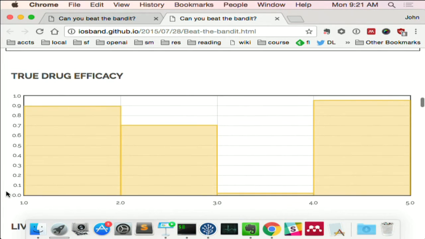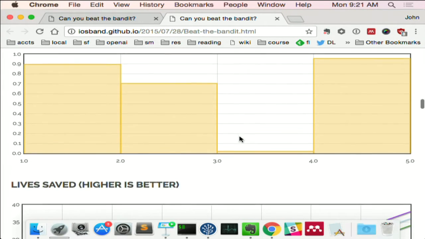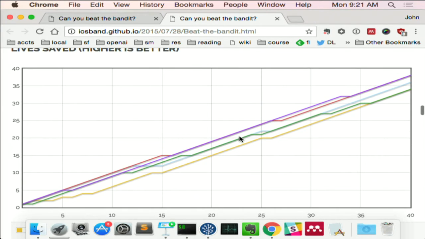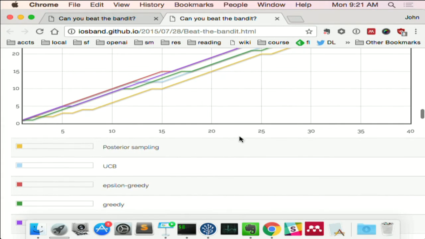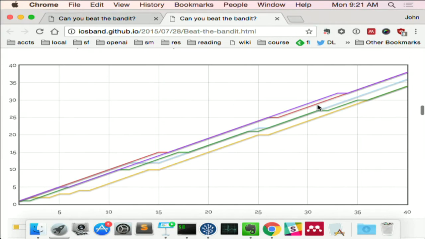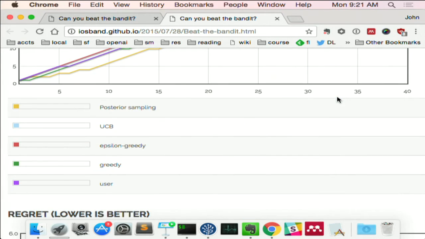Okay, so let's see what happens. Oh, so now we see what the true efficacy was. It turns out drug 1 was 90% effective, drug 2 was 70%, drug 3 was really bad, and drug 4 was actually the best. So Sergey picked a near optimal action. Okay, so now let's look at how many lives saved. Sergey is purple. So Sergey actually did pretty optimally. Yeah, my greed has cost 1 life.